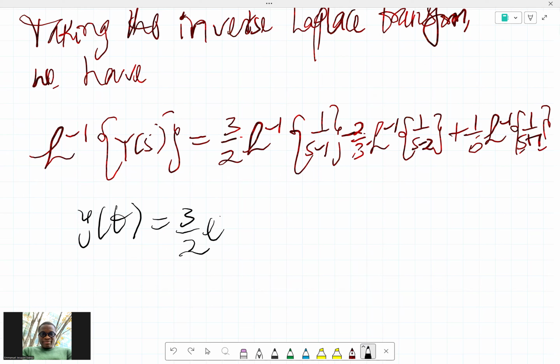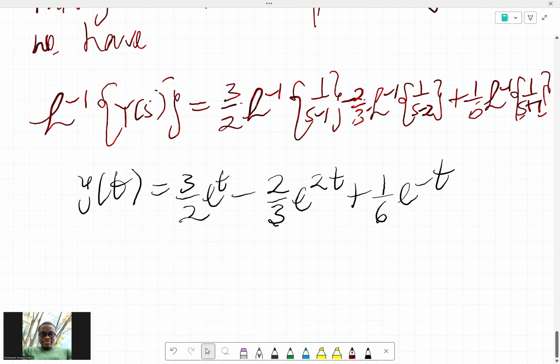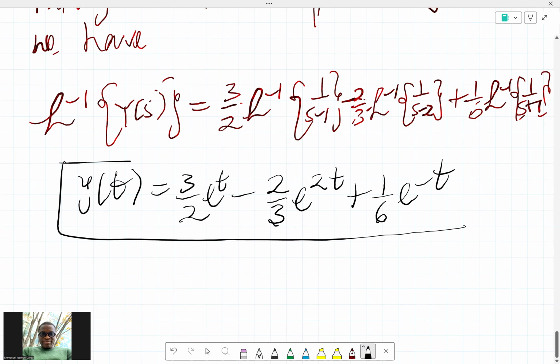So this will be 3 over 2 e raised power t, then minus 2 over 3 e raised power 2t, then plus 1 over 6 e raised power minus t. And that is exactly what the result looks like. So that's what we finally have. This is the result for that particular situation, barring any mistakes that might have happened previously. But I think everything is cool. So the Laplace transform method efficiently solves the second order differential equation. So that's how that goes.